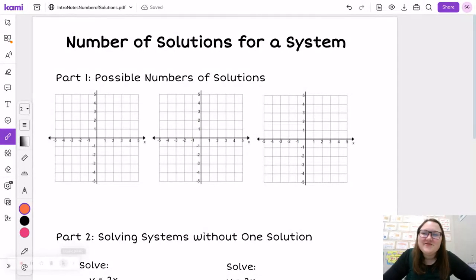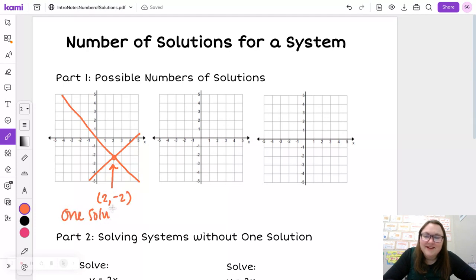Algebra students, this is our introduction video for our lesson about the number of possible solutions for a system. When we think about graphs of systems of equations, at this point we've talked about how you can solve a system of equations by graphing both lines. So maybe your graph looks something like this, and the solution is where those two lines intersect. For this one, for example, we would have the solution (2, -2). And there is only one solution because there is only one spot where those two lines intersect.